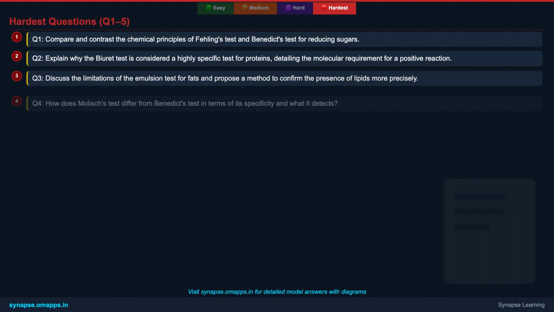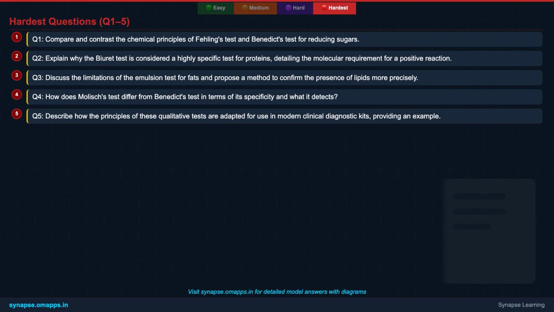Now, it's time for the ultimate challenge. Here are 5 advanced practice questions designed to test your comprehensive understanding. Think critically about the nuances of each test, their underlying chemical principles, and how they apply in real-world scenarios. Can you differentiate between the applications of qualitative and quantitative tests? Explain the significance of peptide bonds in the Biuret reaction. Consider the limitations of these tests in complex food matrices. Take your time to formulate thorough and insightful answers for these challenging questions.